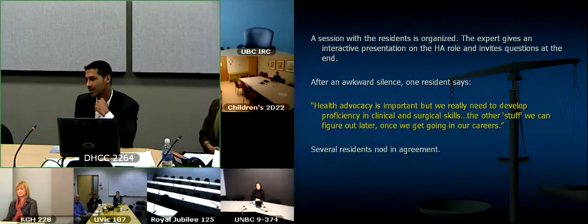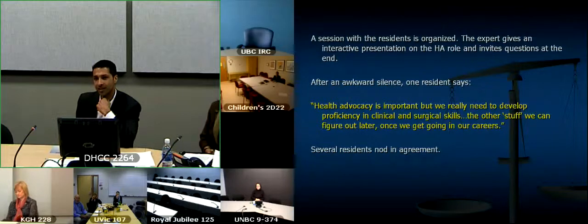The expert gives an interactive presentation on the role and invites questions at the end. After an awkward silence, one resident says, "Health advocacy is important, but we really need to develop proficiency in clinical and surgical skills. The other stuff we can figure out later, once we get going into our careers." Several residents nod in agreement.